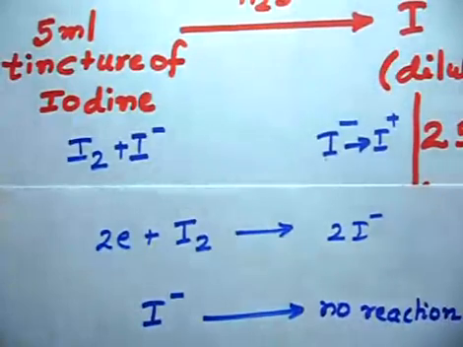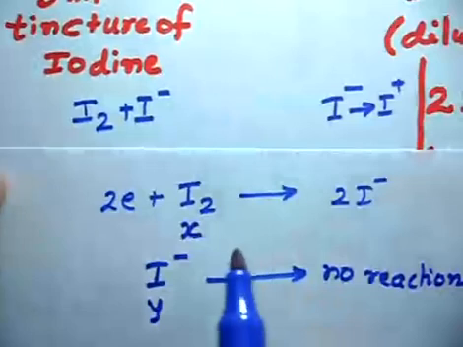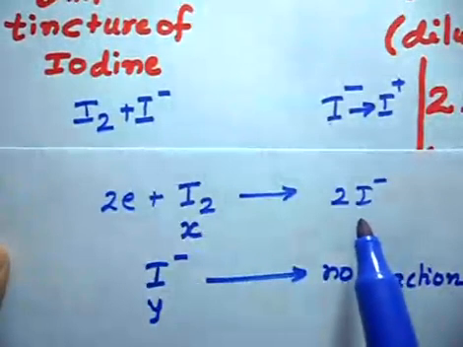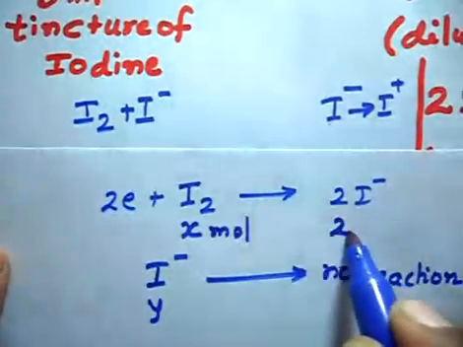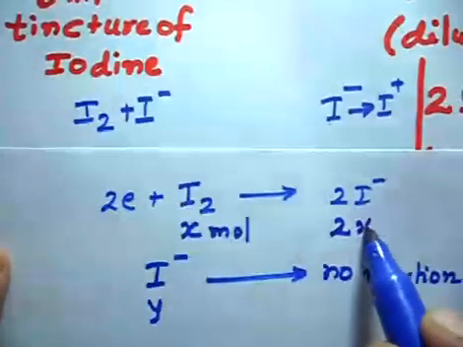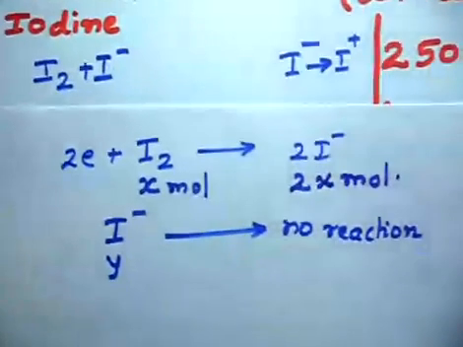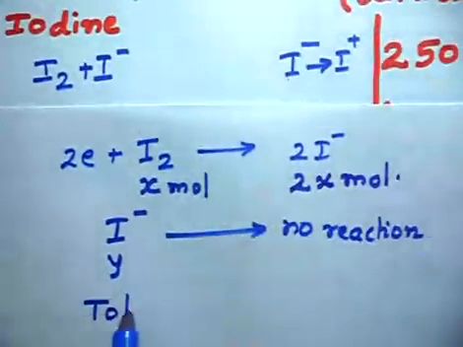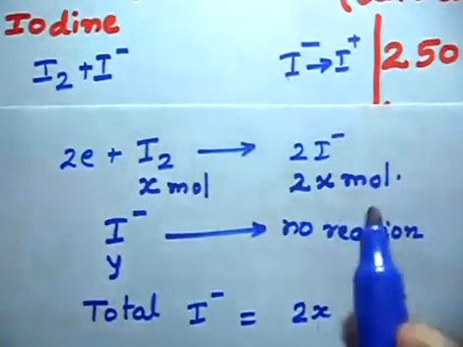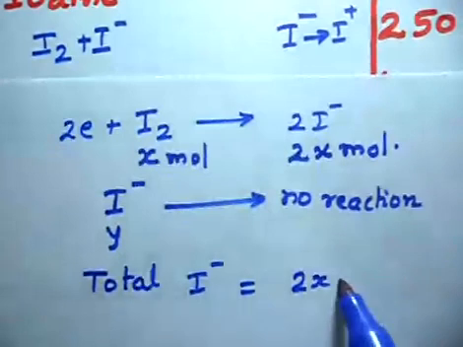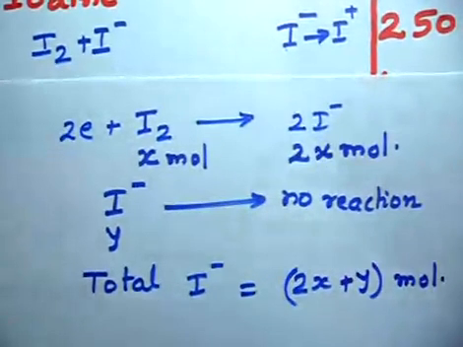So this was Bi, so it will remain as Bi. Now this was x mole, so you will have I minus produced, that is 2x mole. So I minus produced, 1 mole gives you 2 mole. So I minus produced, that is 2x mole. So total I minus, how many will I have? Total I minus is 2x produced plus Bi that was initial, so 2x plus Bi mole. So this is the I minus that is produced.